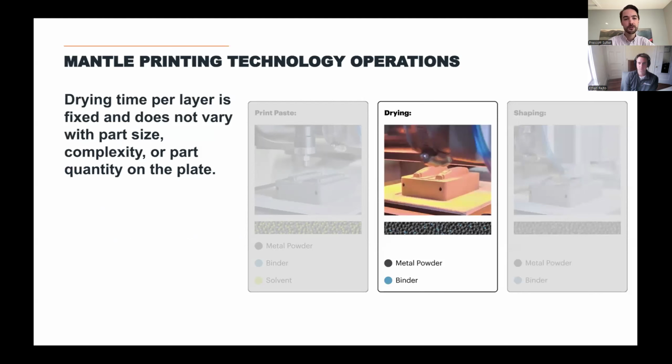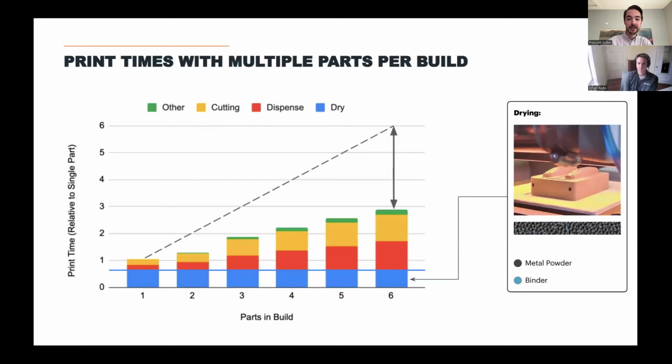Drying, unlike those other two unit operations, is fixed per layer. So the drying time doesn't vary with part size, complexity, or quantity on the plate. We use an infrared lamp on a track that sweeps back and forth across the full build envelope to drive off the solvent in the dispensed material. For that reason, these operations have a fixed time associated with them, independent of the complexity of the part.